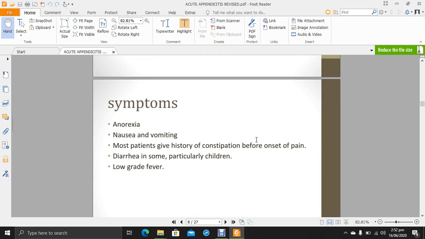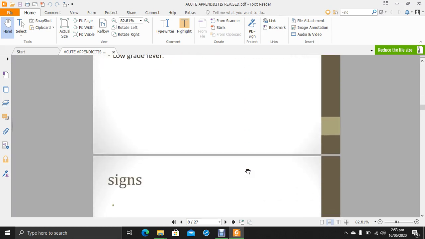In addition to pain, it is associated with anorexia, nausea, and vomiting. Most patients give a history of constipation before the onset of pain. Sometimes diarrhea can occur, especially in children, or if the appendix position is in the pelvis. And it is also associated with low-grade fever. These are all the symptoms which will be mentioned by the patient himself.